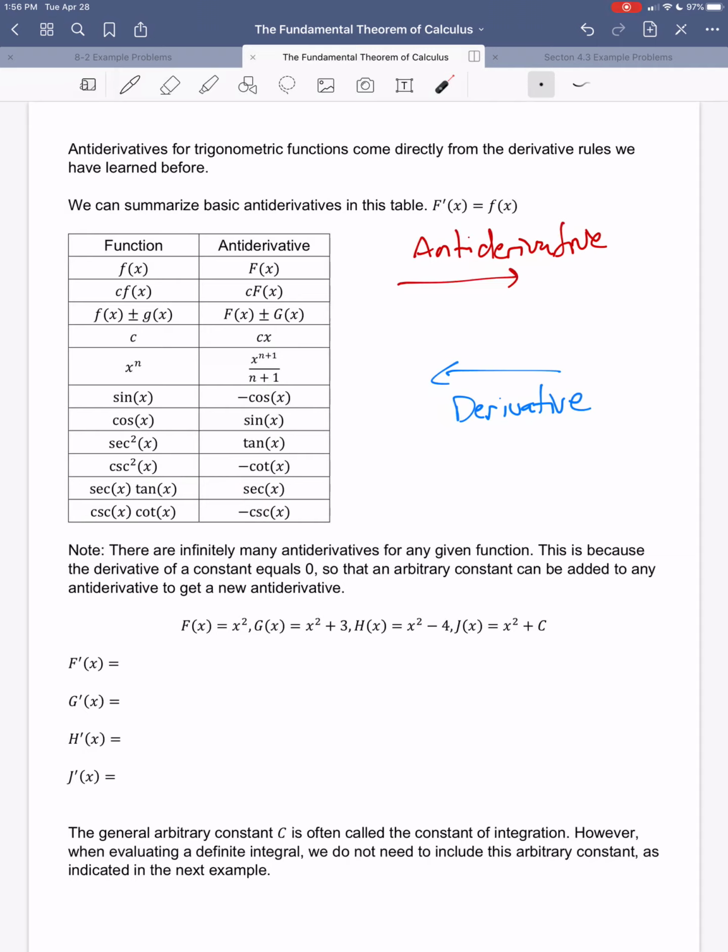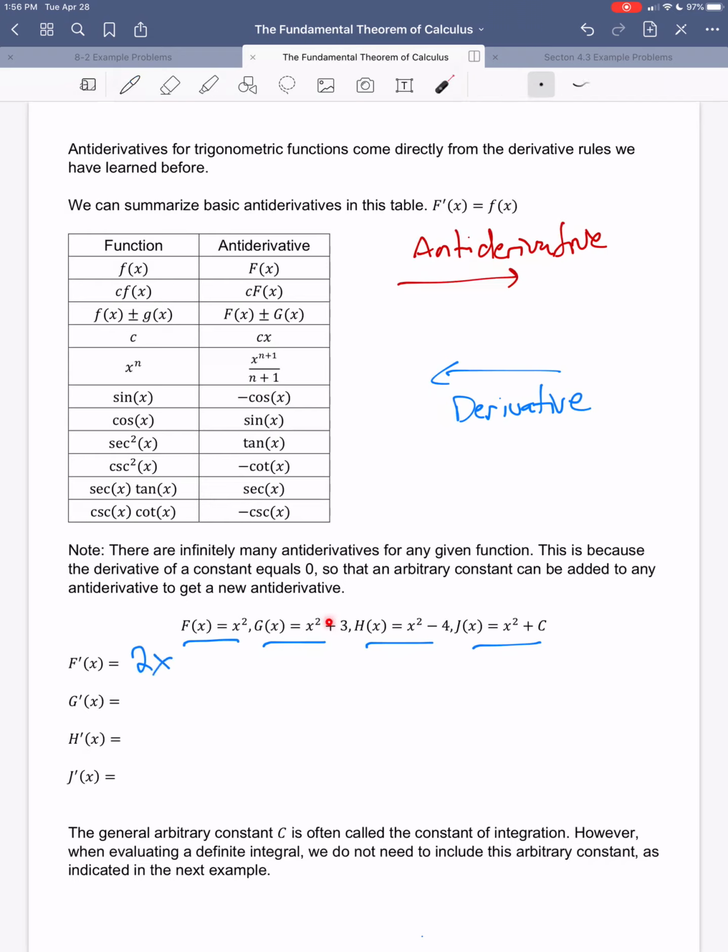As a note, there are really infinitely many antiderivatives for any given function. This is because the derivative of a constant equals 0, so an arbitrary constant can be added to any antiderivative to get a new antiderivative. So for instance here, we've got 4 functions, capital F, capital G, capital H, capital J. What happens if I take all of their derivatives? Well, capital F prime, the derivative of x squared, I would just bring down the 2, and that would be 2x. What about G?